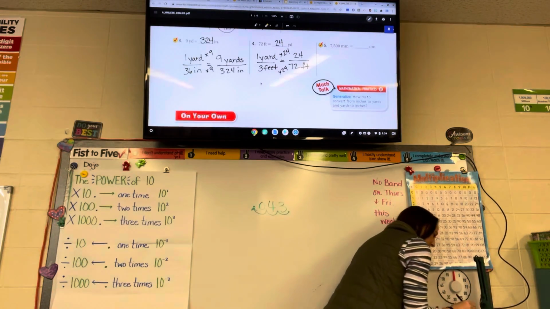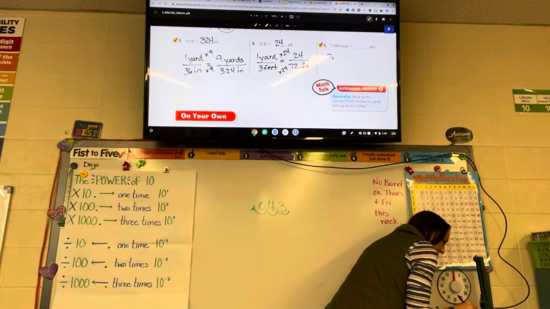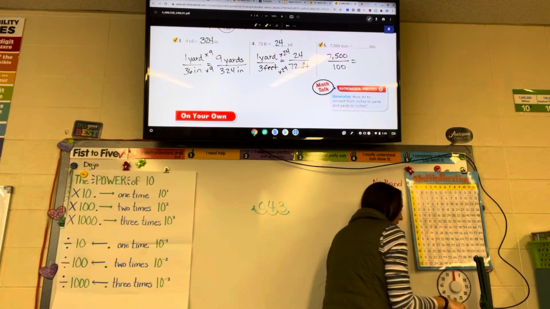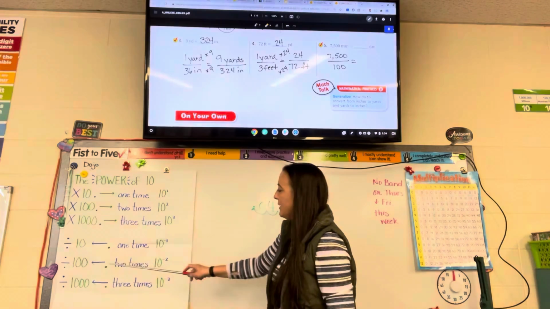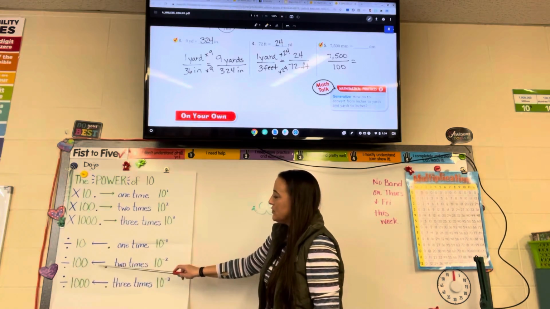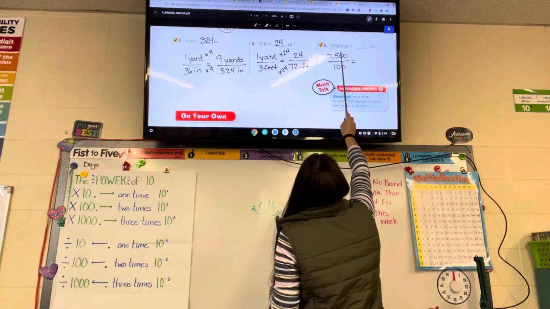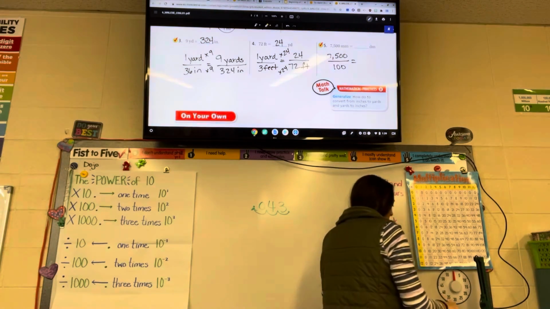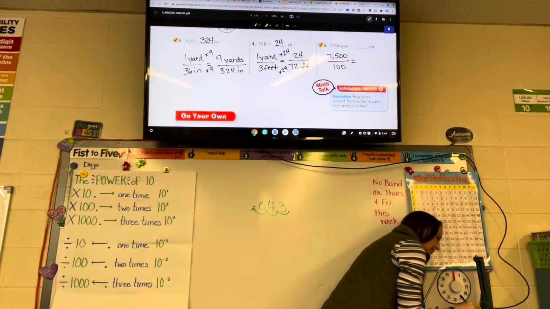So we are going to take 7,500 and divide it by 100. If we divide by 100, we move the decimal point to the left twice. So our decimal point starts right here and we move it to the left twice, which equals 75.